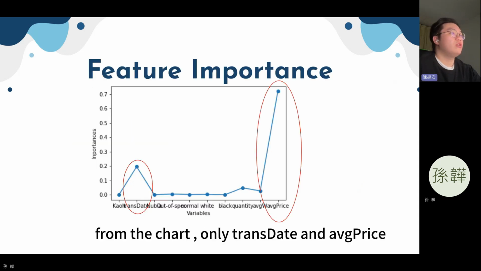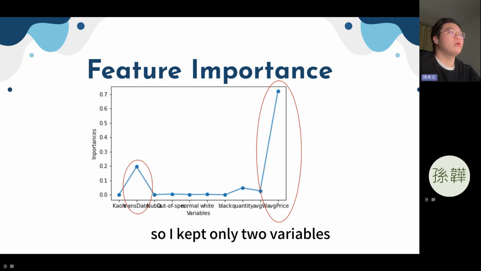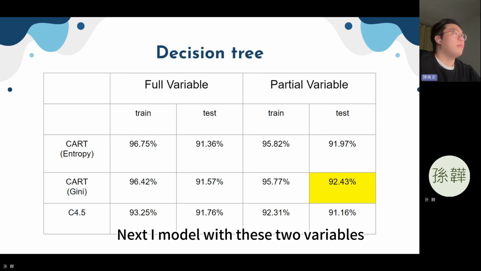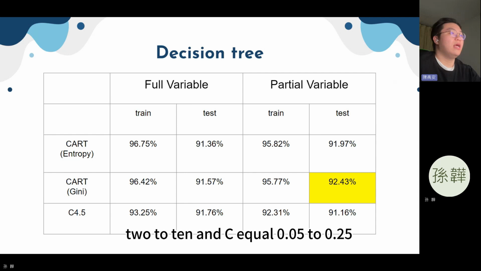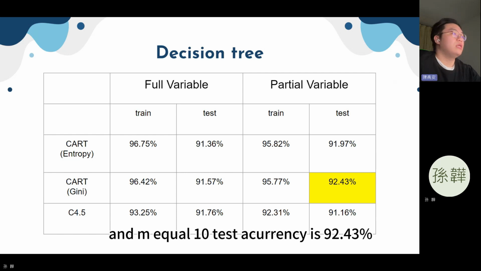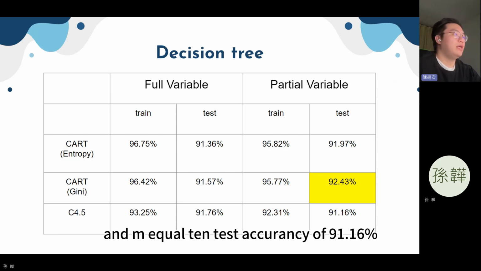From the chart, only trans date and average price show significant feature importance, the rest are low, so I kept only 2 variables. Next, I model with these 2 variables, testing across intervals of m equal 2 to 10 and c equal 0.05 to 0.25. The best parameters were c equal 0.05 and m equal 10. Test accuracy is 92.43%. For C4.5, with c equal 0.25 and m equal 10, test accuracy is 91.16%.